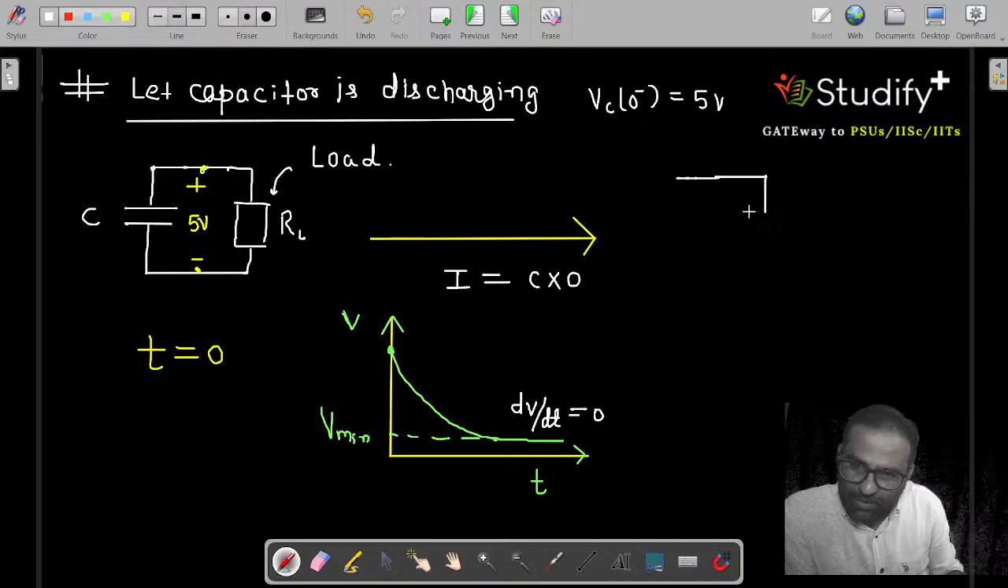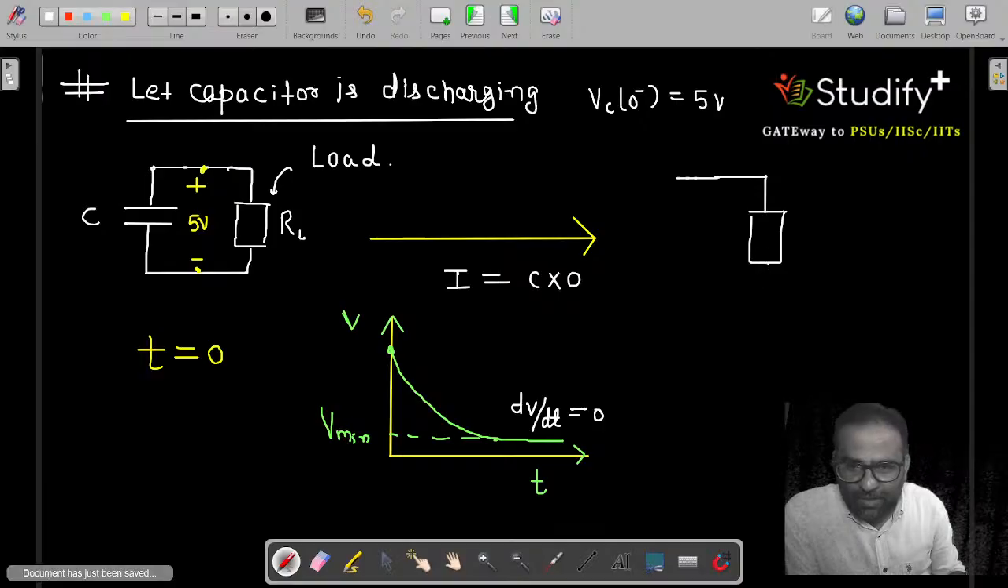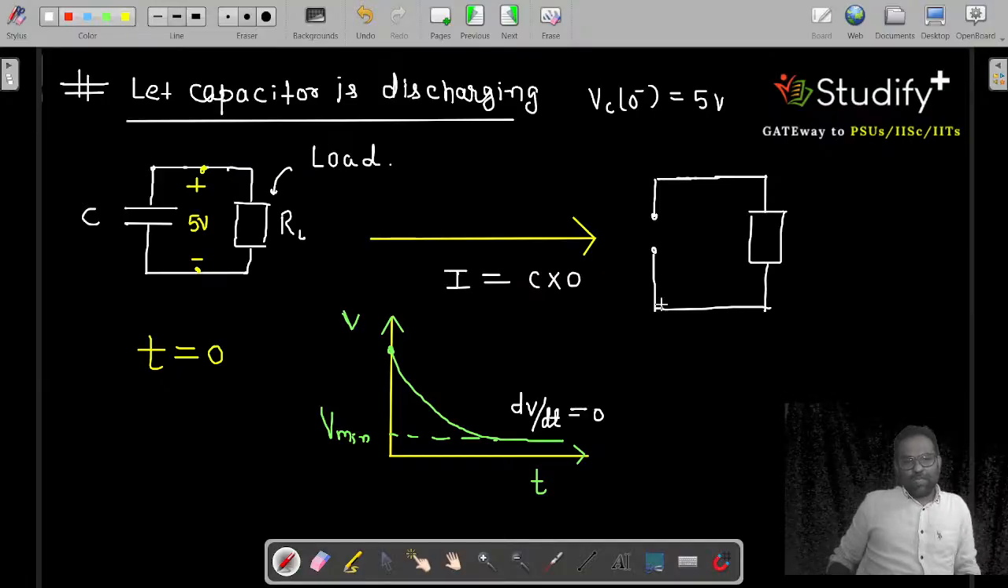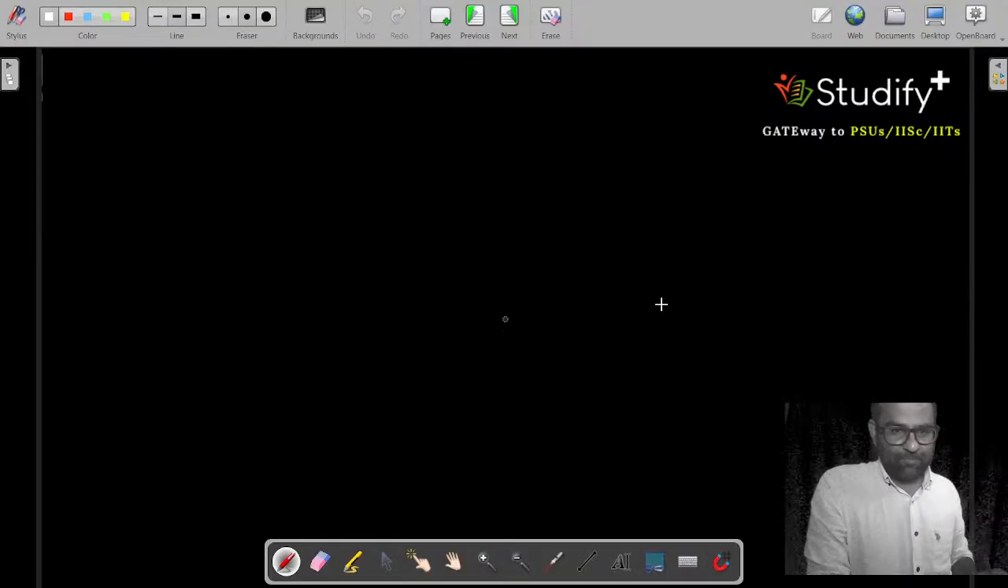across a load in steady state, you can again replace your capacitor by what? Open circuit. Yes or no? The current will be 0. The current will flow only for that duration. So again it is very clear, whether you are charging your capacitor or discharging your capacitor, in steady state the capacitor will behave as an open circuit.